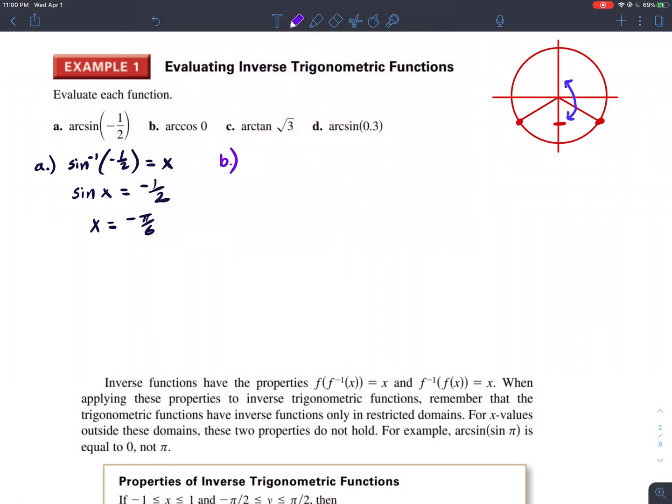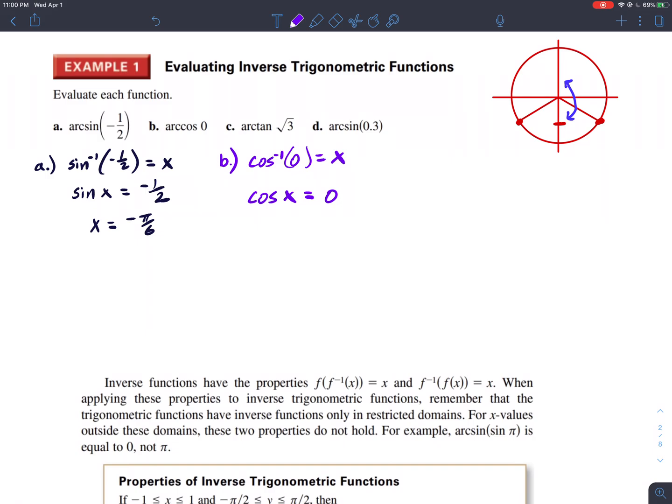So same idea here. If arc cosine of 0 is what we're calculating, then I'm going to say inverse cosine of 0 equals some value, I'll call this value x, which means cosine of x must equal 0. And it's a simple question. When does cosine equal 0? Well, remember, cosine does equal 0 in two places.